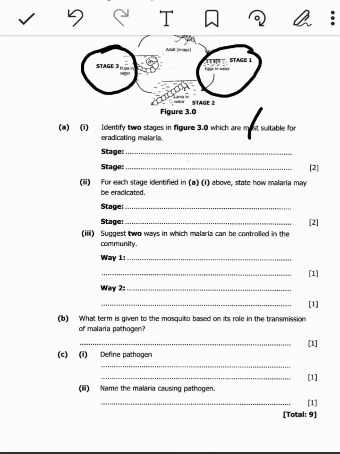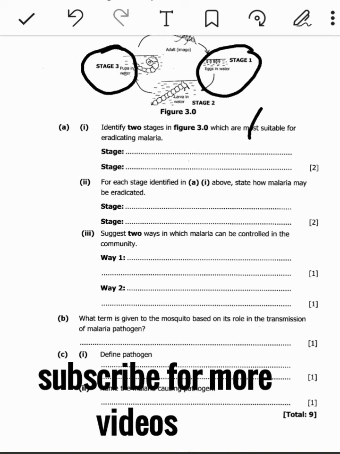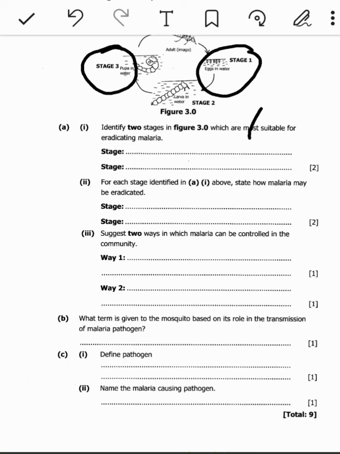We come to A2. We're saying, for each stage identified in A1 above, state how malaria may be eradicated. To eradicate malaria on the first stage, because we understand that the eggs are laid in water, we are going to drain all stagnant water so that eggs will not be produced there. Then on stage 3, you make sure that you spray all the stagnant water with insecticides.